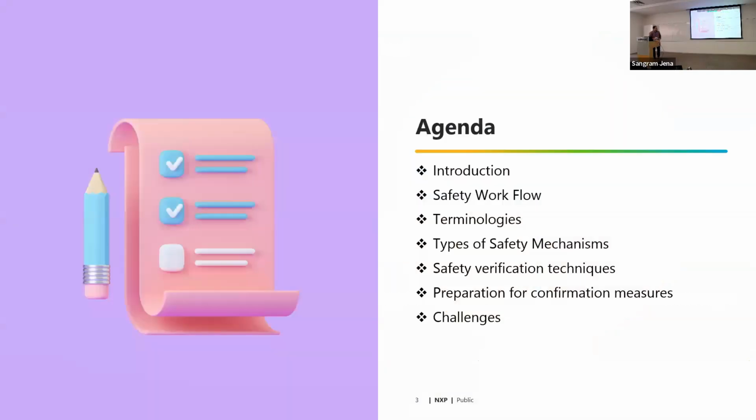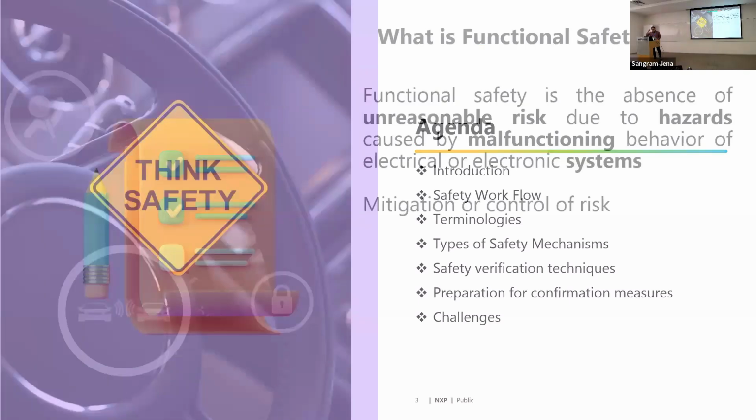So this is our broad agenda, where I'll be discussing briefly about safety, what is the generic safety flow. Quickly, I'll go over the terminologies, types of safety mechanisms, what are the different safety verification techniques that we use, and lastly, generally not much attention is paid to this topic, which is preparation for confirmation measures. Lastly, we'll discuss some of the issues that we face during verification.